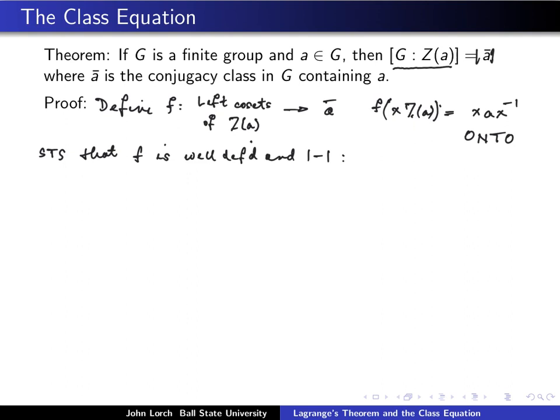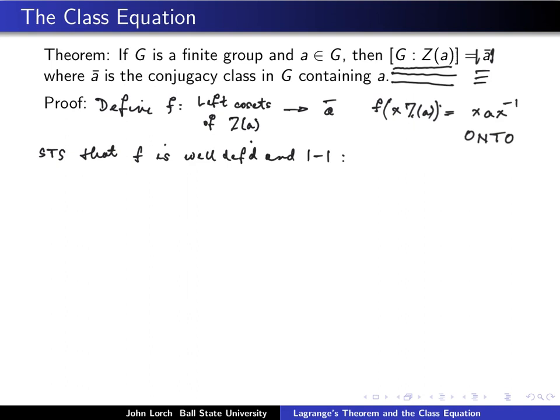Right, now why is that enough? Well, if that's true, then this function will be a bijection, which will mean that the number of left cosets will be equal to the size of the conjugacy class. And that's what we're trying to show, right? Remember this index thing up here. That's the number of left cosets, and this here is the number of things in the conjugacy class.